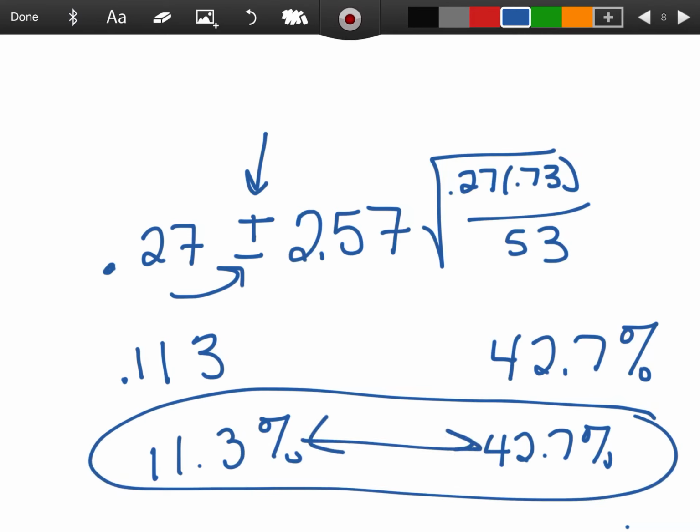So now my statement would be this. I am 99% confident that the true proportion of people that will improve from this new medicine is somewhere between 11.3% and 42.7%.